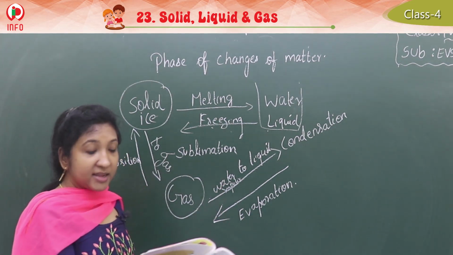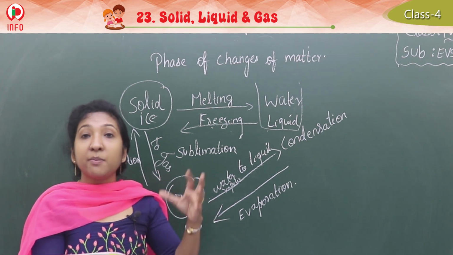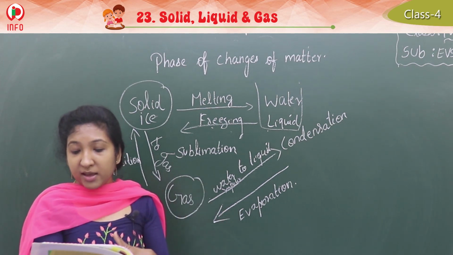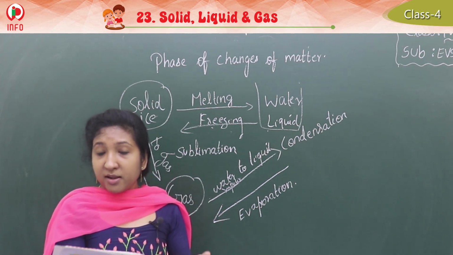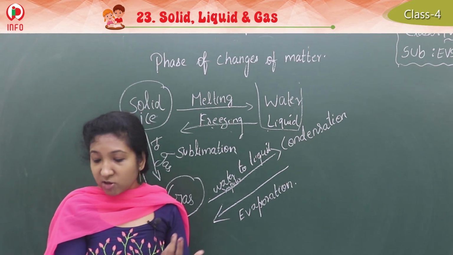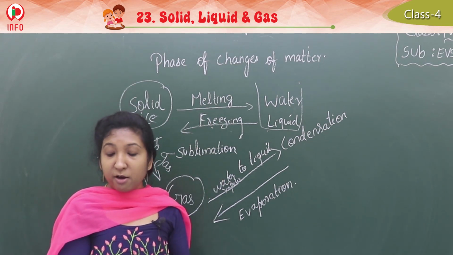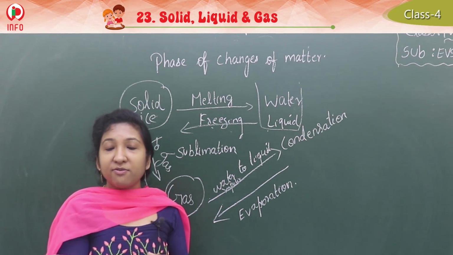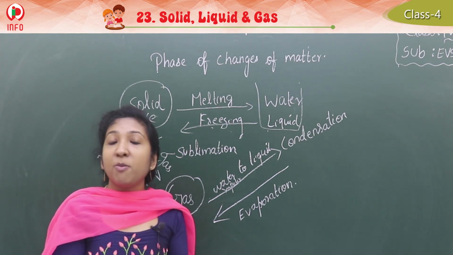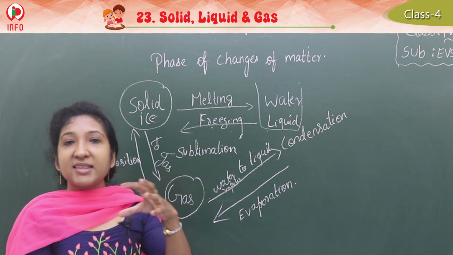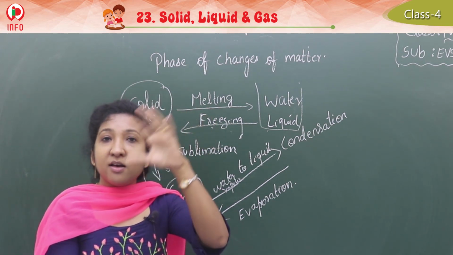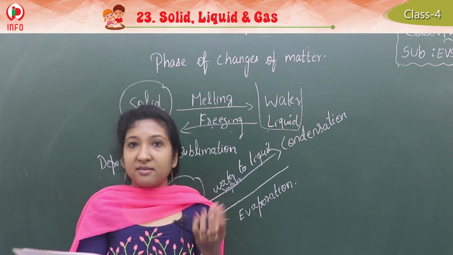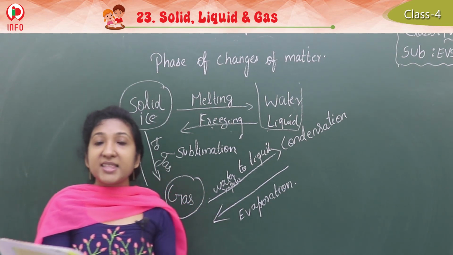Now condensation. What we learned here is that it is the process by which gas is directly changed into liquid. Gas to liquid, that is condensation. Clouds in the sky are an example of condensation. Rain falling down is an example of condensation. And the steamy bathroom mirror: when we bathe in steaming water, the mirror in the washroom becomes steamy, isn't it? So it's an example of gas converting into liquid. So it is condensation.